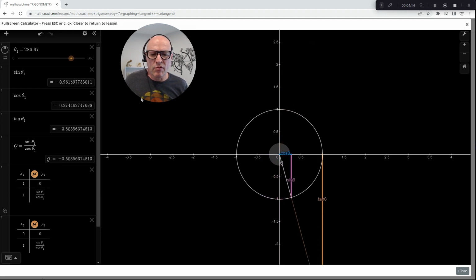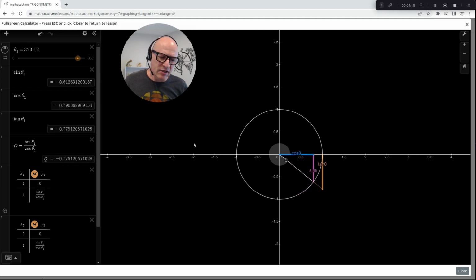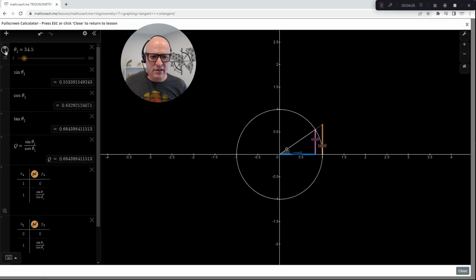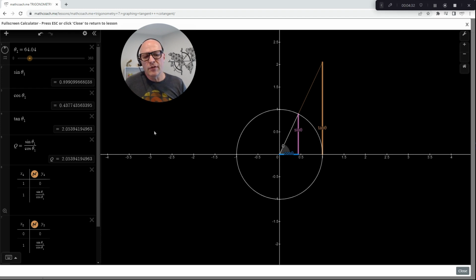And at any point, I can stop this. Let me get it into a positive value so that all of our trig ratios are positive. And I'm going to stop it right around 2. Okay, close enough. So at this point here, for this angle, 64 degrees, my sine of theta is 0.899. My cosine of theta is 0.437.